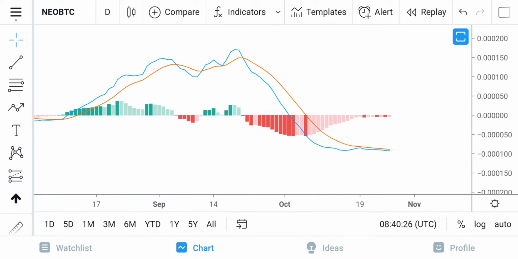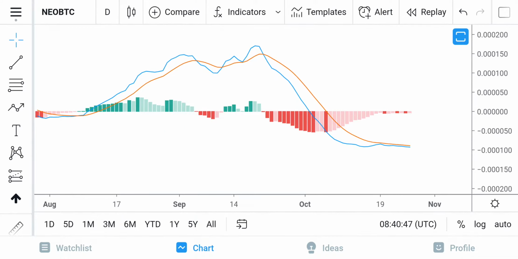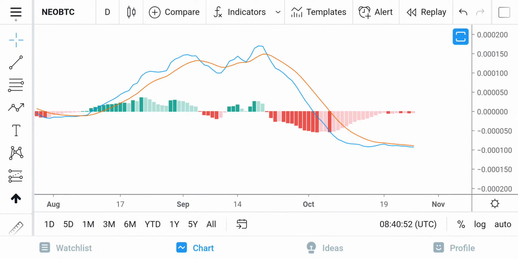And also, if the green is very dark, it means that buyers are in control. And if the green is faint, it means that buying pressure is reducing and selling pressure is about to come into the market. So this is one of the most useful indicators, because it gives you signals as to when to enter the market, when to buy and when to sell.